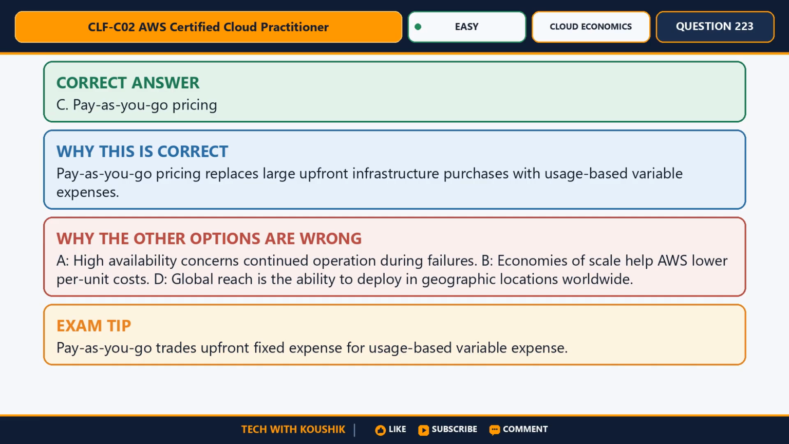A. High availability concerns continued operation during failures. B. Economies of scale help AWS lower per unit costs. D. Global reach is the ability to deploy in geographic locations worldwide. Exam tip. Pay-as-you-go trades upfront fixed expense for usage-based variable expense.